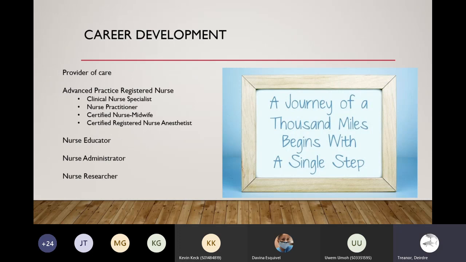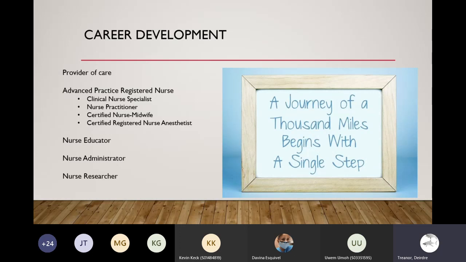Career development. You guys are on the journey of 1,000 miles, and this is not your first step. Your first step was enrolling and starting school. Providing care, you can provide care in any number of settings. It can be in the patient's home, in the hospital, in an outpatient clinic.